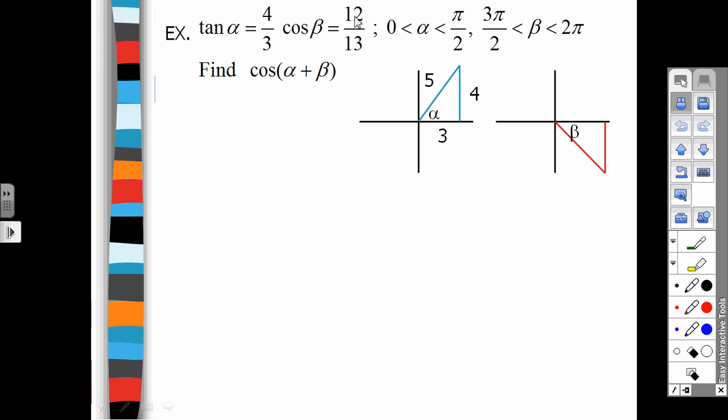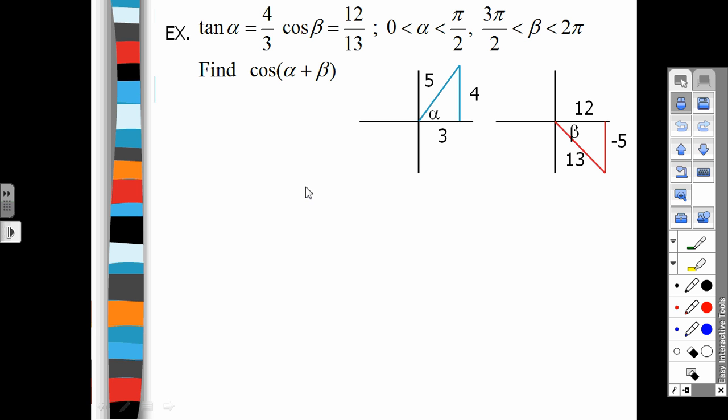And then we plug in the 12 and the 13 for the cosine of beta, so that's adjacent and hypotenuse. And hopefully you recognize the 5, 12, 13 triangle, so that's a -5. Don't forget the minus sign. Okay, that's really important. And now we are ready to evaluate the cosine of alpha plus beta.